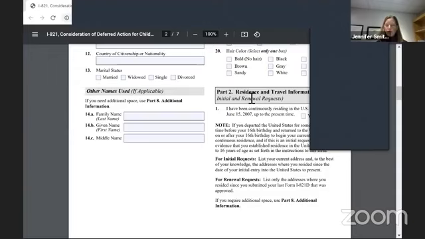So now we're in part 2, where it says residence and travel information. In order to qualify for DACA, in this question, you have to be able to honestly answer yes, that you've been continuously residing in the US from June 15th, 2007 up till the present time. That's what we just talked about with Claudia's question. So for every DACA application that I can think of, this is going to be yes for everyone who's eligible.